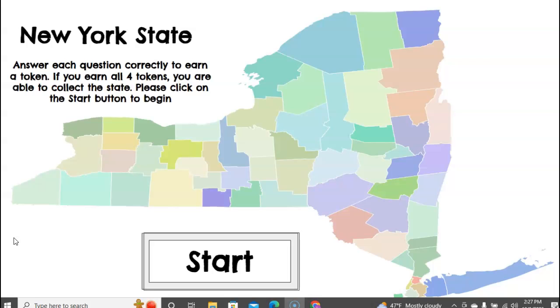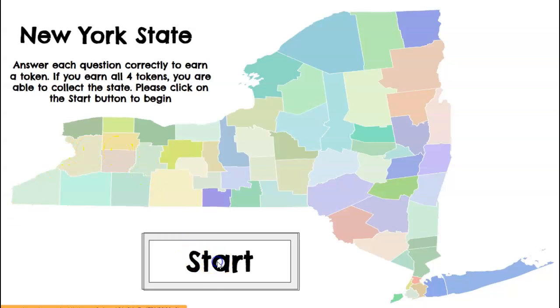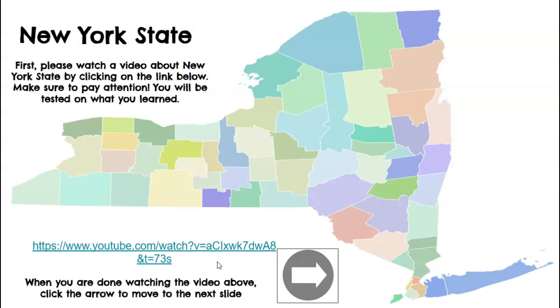So on the first slide, this is made with Google Slides, by the way. You are to answer each question correctly to earn a token. If you earn all 4 tokens, you are able to collect the state. So we press the start button to begin. And it automatically links you to the next slide. So first, please watch a video about New York State by clicking on the link below. Make sure to pay attention. You will be tested on what you learned.